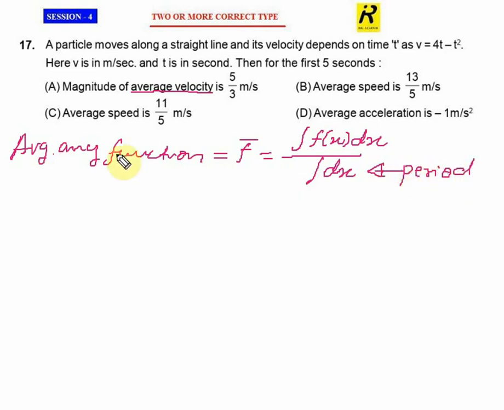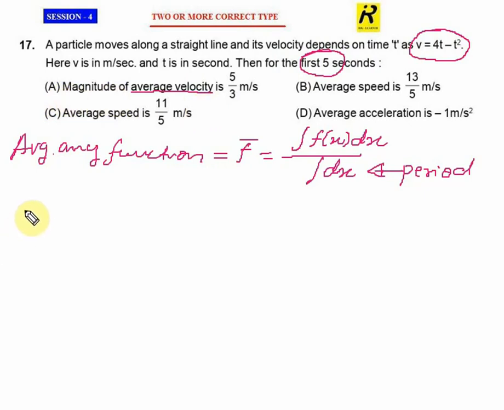So over which we are finding the average. Now I am finding the average velocity of the given particle, which is moving along a straight line and whose expression is v = 4t - t² for velocity. First I find the average velocity in the first 5 seconds. Now I am checking whether option A is correct or not.